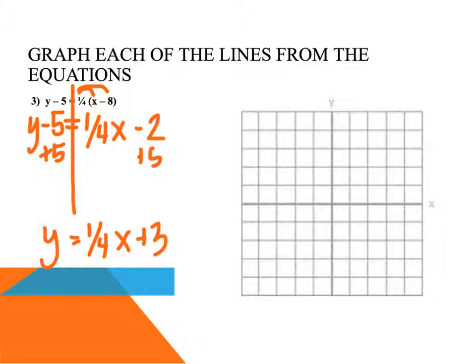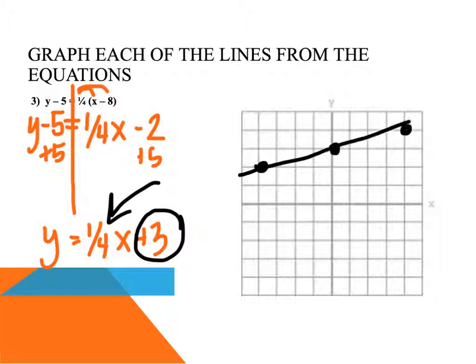Then slope-intercept tells me I start with my intercept of 3, so I'll go up to 3 and plot a point. Then I'll use my slope of 1/4, which tells me I go up 1 and over 4, or I could have gone down 1 and back 4. I connect my points, and I have my line.